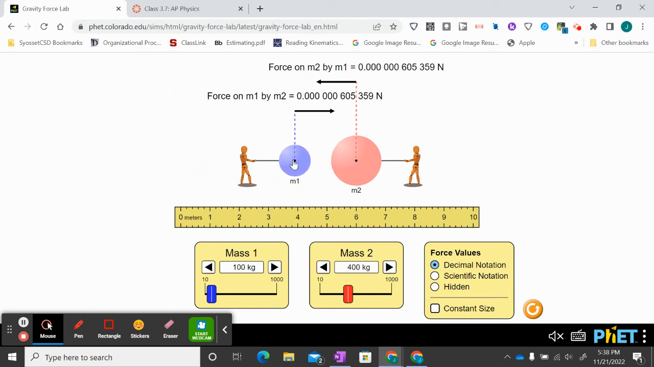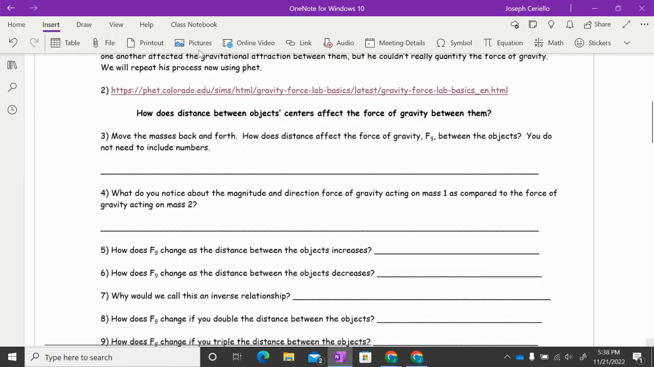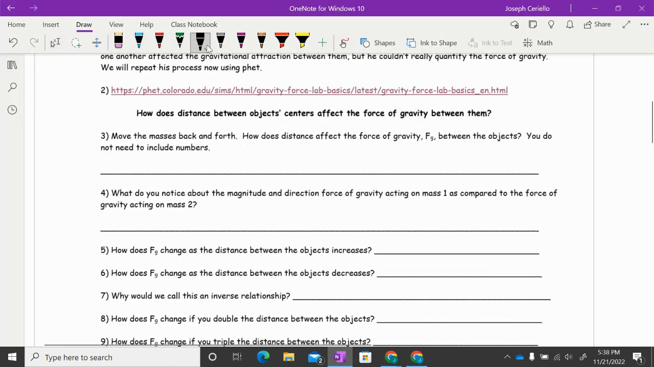I don't think I can change these masses. Don't worry about what it is too much. Really just look for the relative sizes here. All right, so closer, force of gravity goes up; farther, force of gravity goes down.